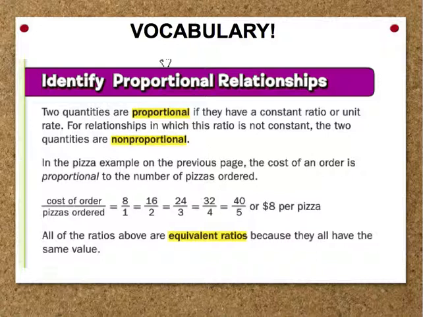Well, wow, that's a lot of confusing information. So let's look back at our pizza example. In the pizza example, the cost of an order is proportional to the number of pizzas ordered because 8 over 1 is the same as 16 over 2, which is the same as 24 over 3, or 32 over 4, or 40 over 5. Remember, all of them were equal to 8, so $8 per pizza. So all of these ratios above are equivalent ratios because they all have the same value. Make sure you copy this all in your notes.